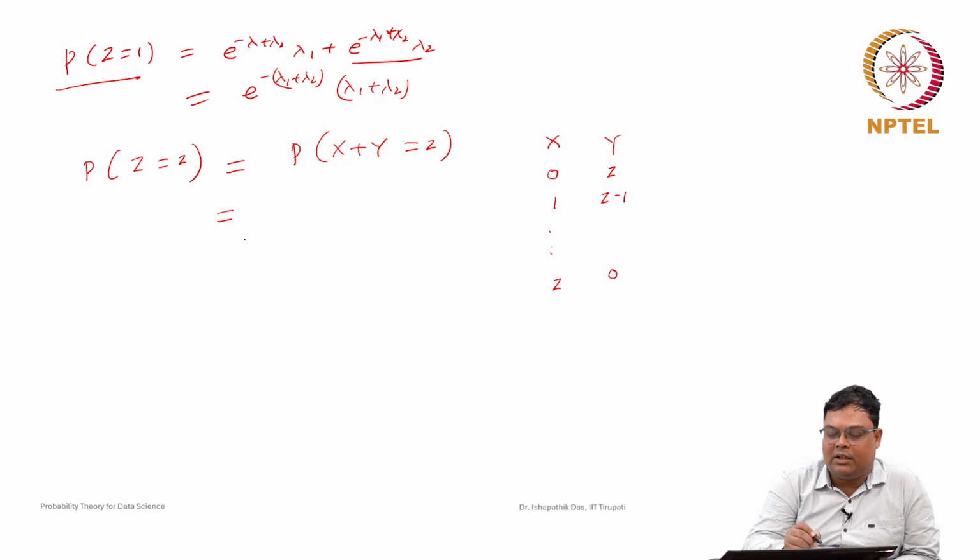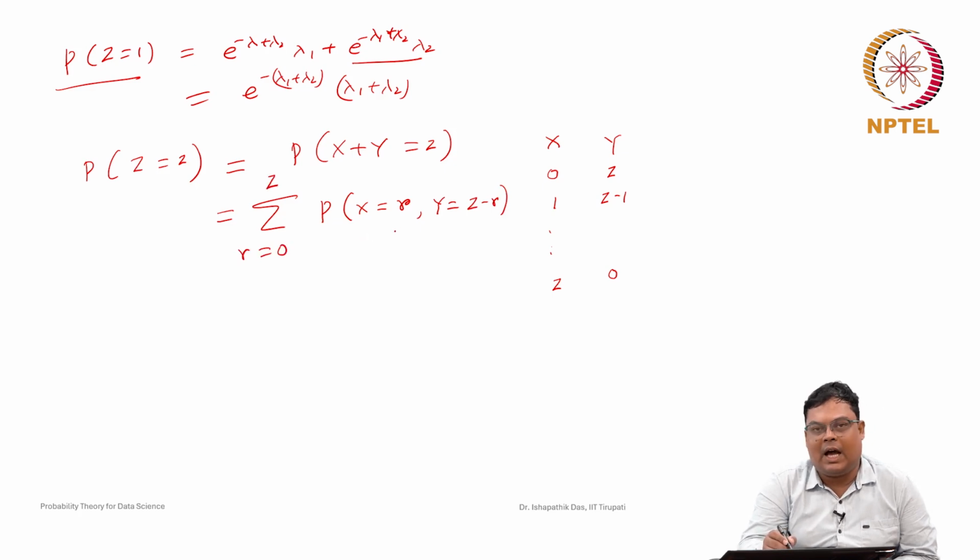So, we can write this probability as summation of probability that x is equal to r, where r can be 0, 1 to z, and y can be z minus r. So, see that x can be r, intersection, that both have to happen, and y is equal to z minus r. Then this is considering all these events here: x is equal to 0, y is equal to z; x is equal to 1, y is equal to z minus 1; like this, x is equal to z, y is equal to 0, because r is 0 to z.